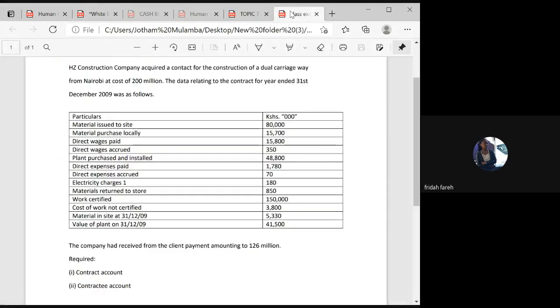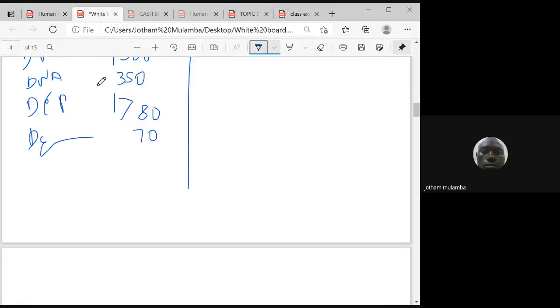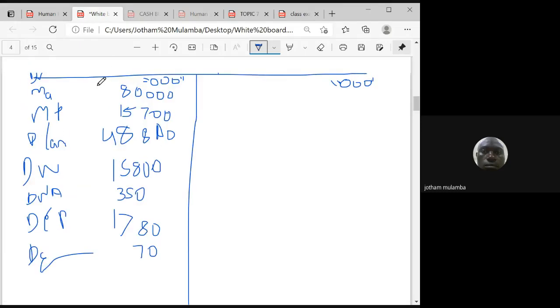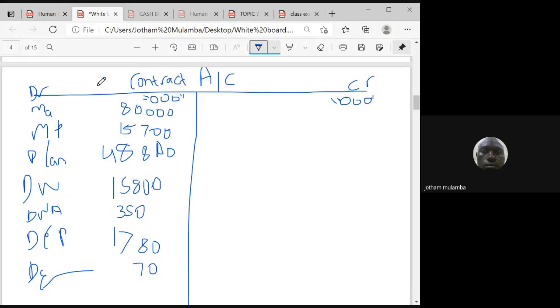Mwalimu, what about plant purchased and installed? Does it not fall under the same category? Haven't we recorded plant purchased? We recorded 48,800. Sorry. Okay, thank you. Another?